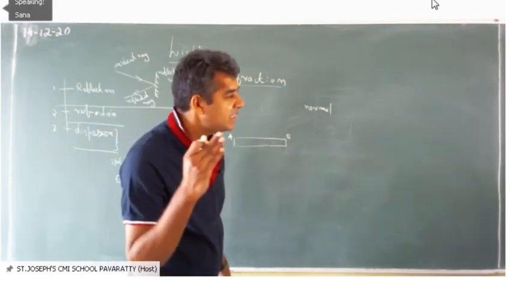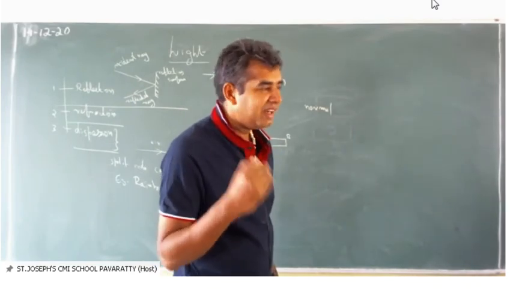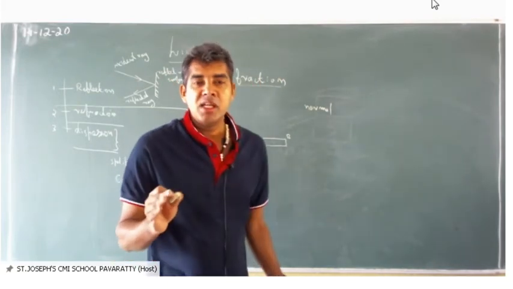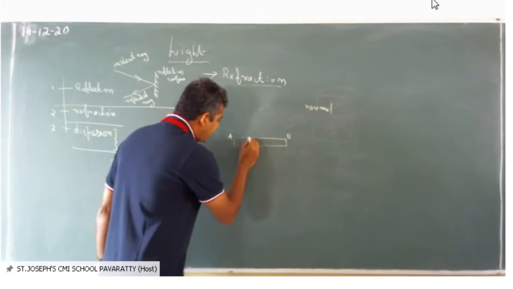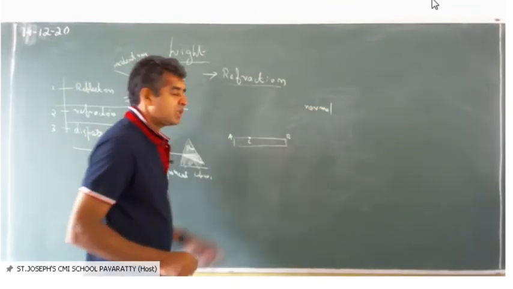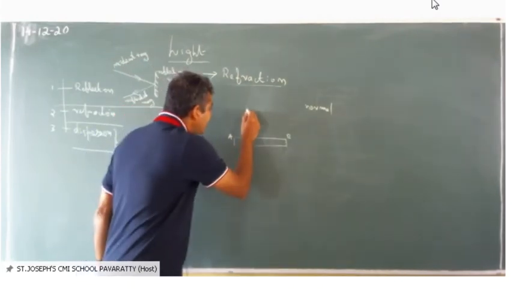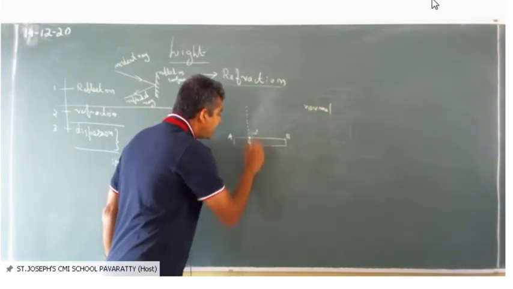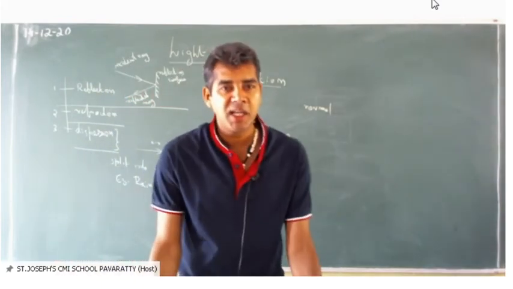Pardon? Slanting. When we say slanting, can you give the angle? Normal means the perpendicular line to a surface. If somebody told you, make a point, see here, somebody told, draw a normal at C, it means it should be a perpendicular line. What do you mean by perpendicular line? It makes 90 degrees with the surface. Are you clear?